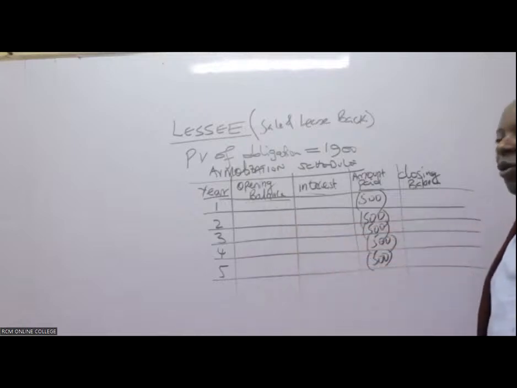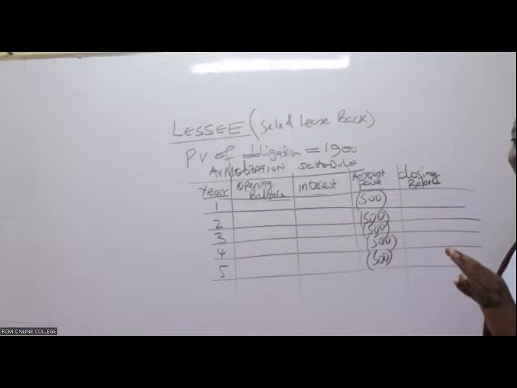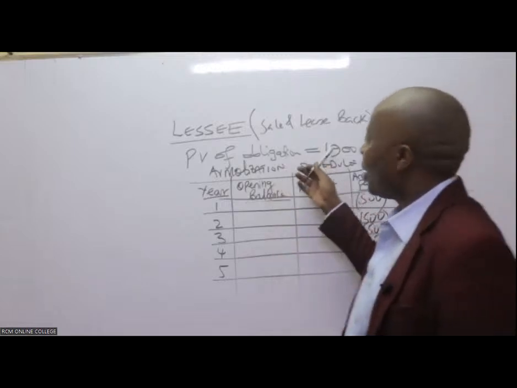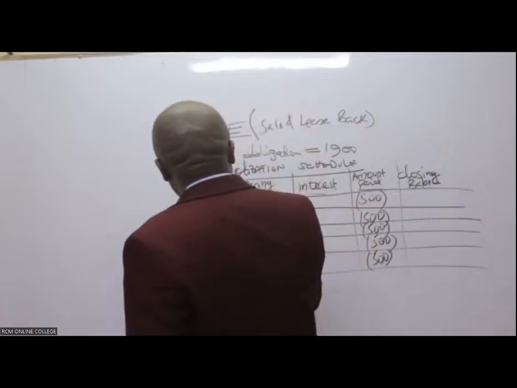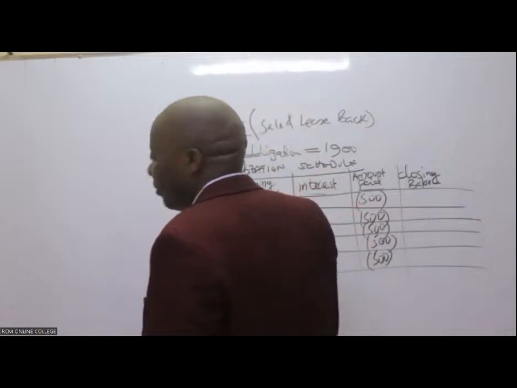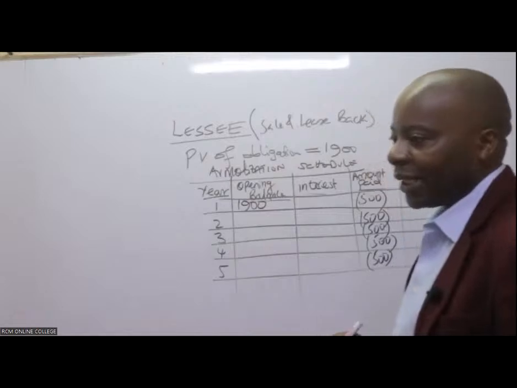What should I always take as the opening balance? The opening balance is the total loan that you have given to this lessee. Total loan is the present value of the obligation. So the present value of the obligation is 1,900.